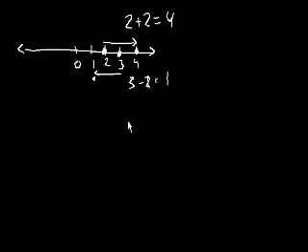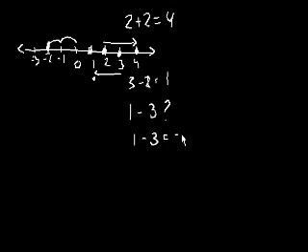Now what if I were to ask, what is 1 minus 3? Well, it's the same thing. You start at 1, and now we're going to go below 0. What happens below 0? Then you start going to the negative numbers: negative 1, negative 2, negative 3, and so on. So if I start at 1 and go 1, 2, 3, I end up at negative 2. So 1 minus 3 is equal to negative 2.